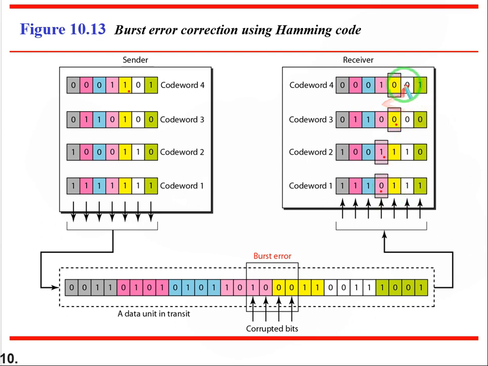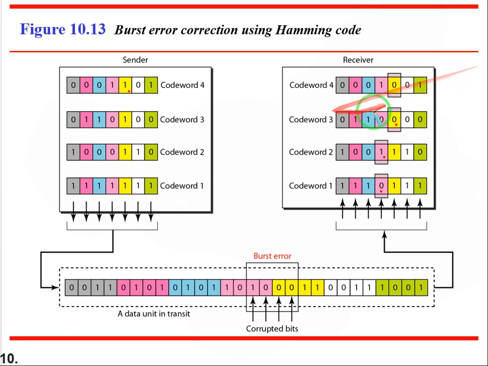So just keep this kind of scenario in your mind. In the next lecture I will tell you how we can correct 1 bit error, how we can correct 2 bit error, how we can correct 3 bit, 4 bit, and so on. We have a method for that. So this is burst error correction using Hamming code.